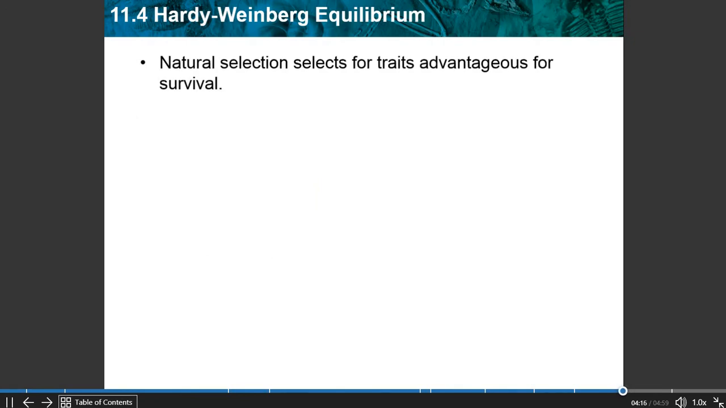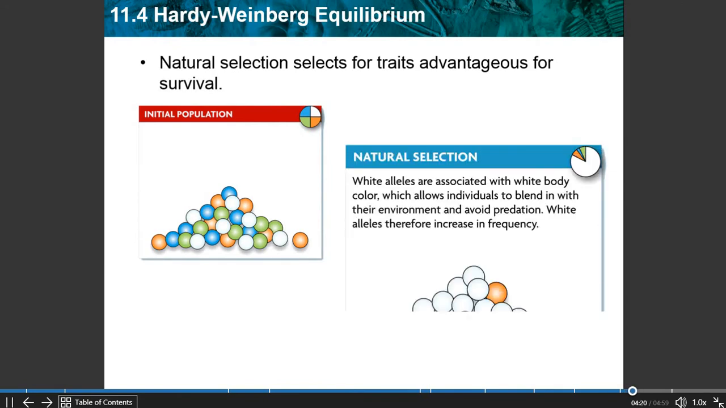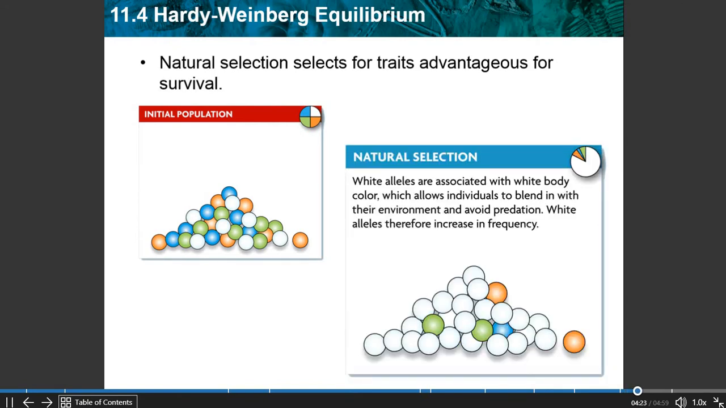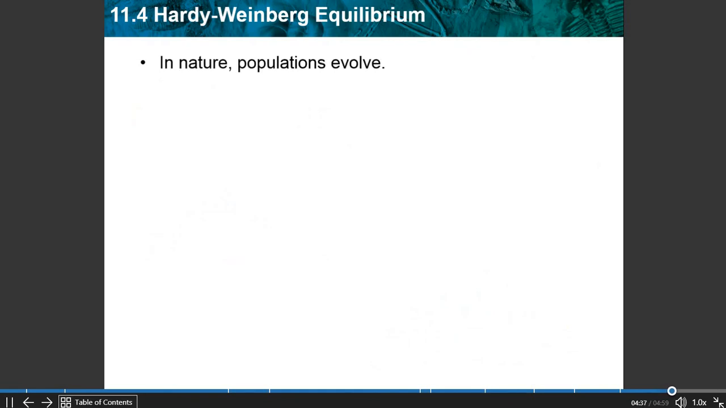And natural selection selects for traits that are advantageous for survival. And that's what you see here: the white ended up being something that allowed them to blend in with their environment and made them more suited for their environment. So those are the ways that evolution is going to happen in a population.